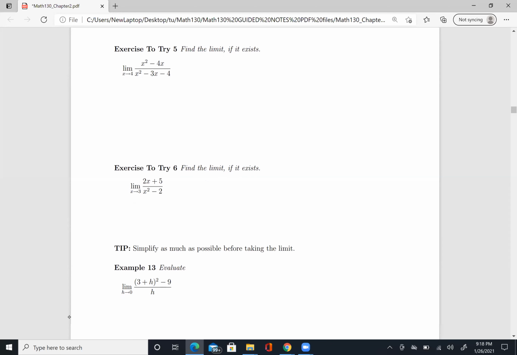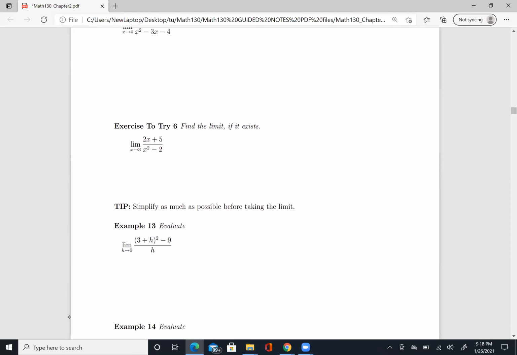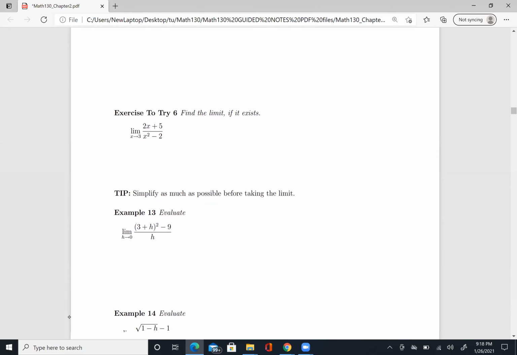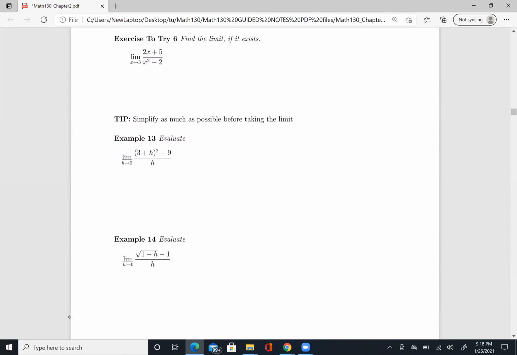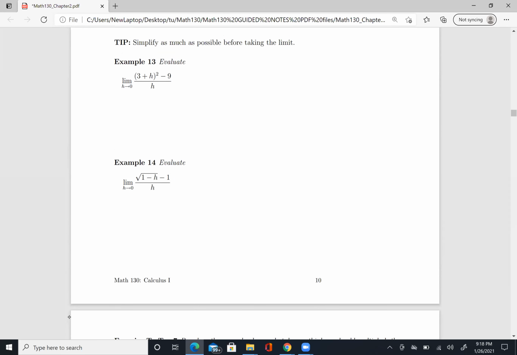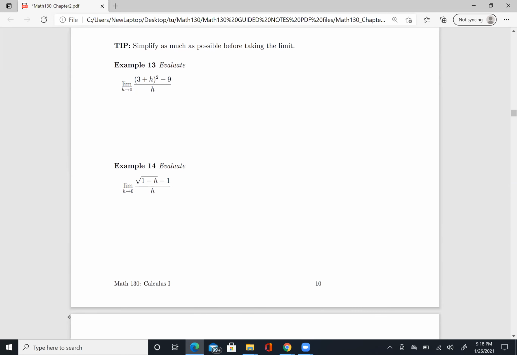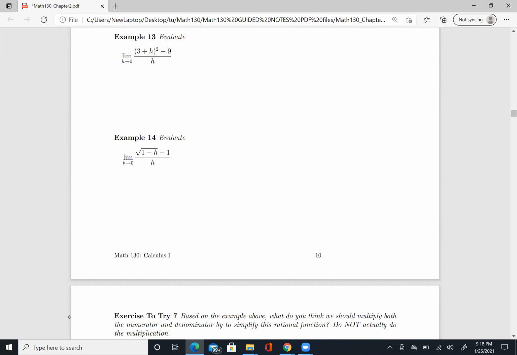So now, exercise number 6, you will try. And now we're going to move to example 13. Okay, it says evaluate. We have the limit of 3 plus h, in parentheses, squared minus 9, divided by h.